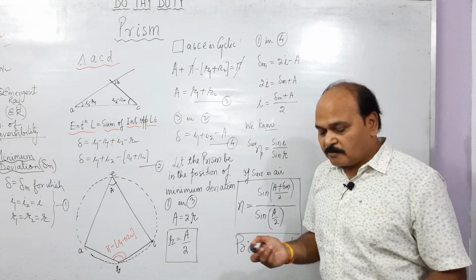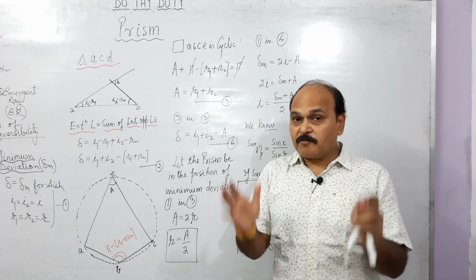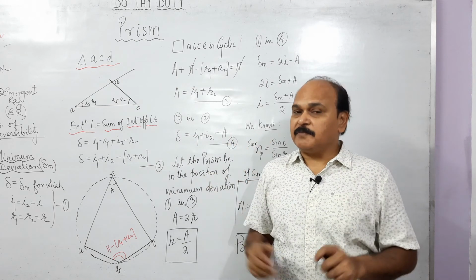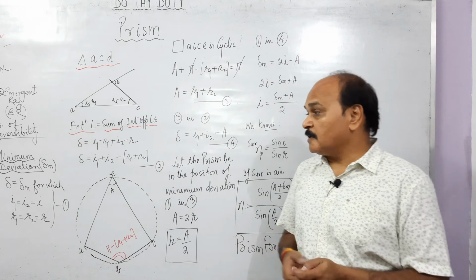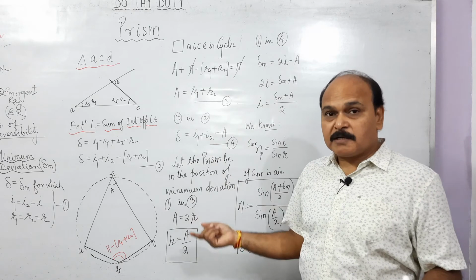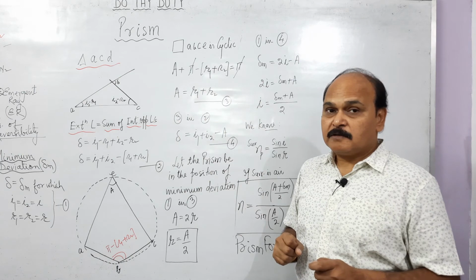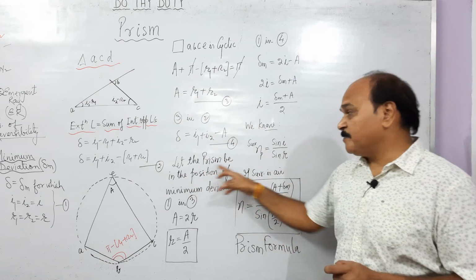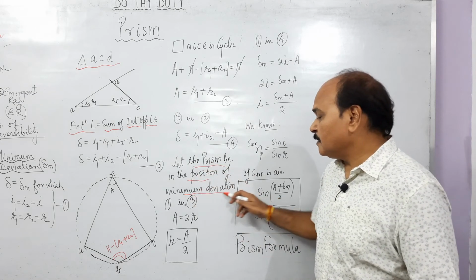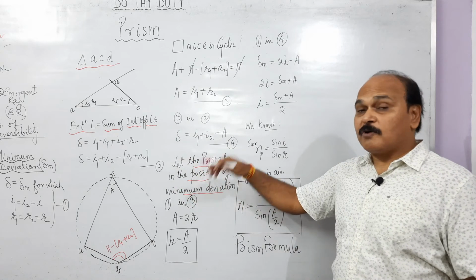Well children, let us assume that the prism is placed in the position of minimum deviation. That means the prism is producing minimum deviation. If that be the case, then what will happen? I1 is equal to I2 is equal to I, and R1 is equal to R2 is equal to R. That is what we have written in equation number 1. So let the prism be in the position of minimum deviation, and we apply the condition that I1 is equal to I2 is equal to I, and R1 is equal to R2 is equal to R.